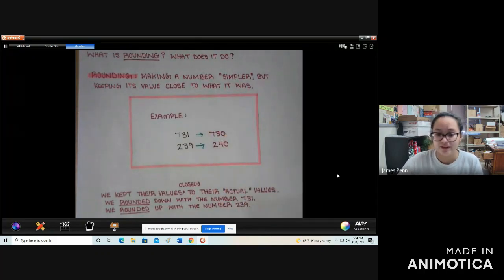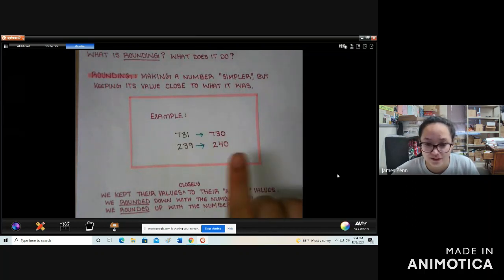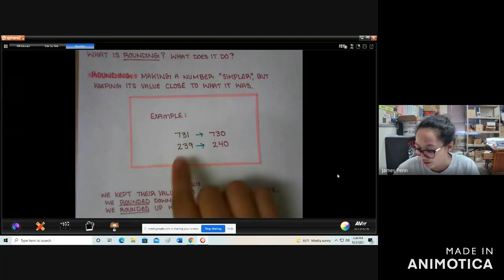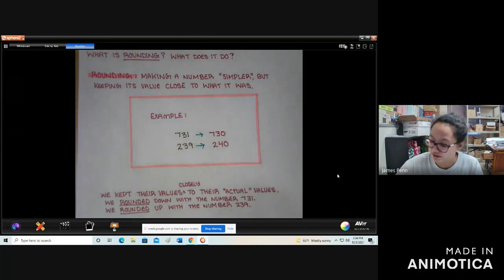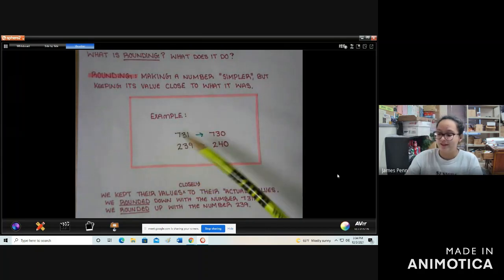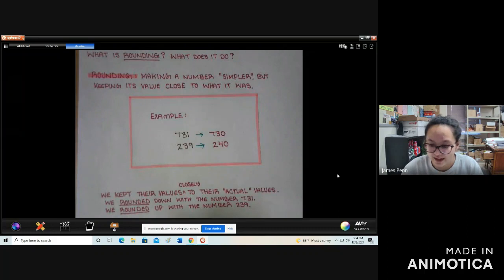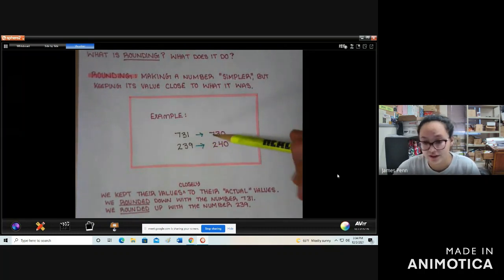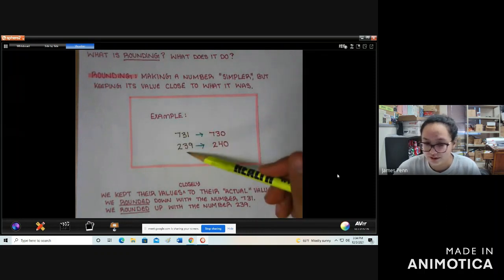So for an example, we have 731 gets rounded to 730. 239 gets rounded to 240. If you look closely, we kept their values close to their actual values. We rounded down with the number 731 and rounded up with 239.